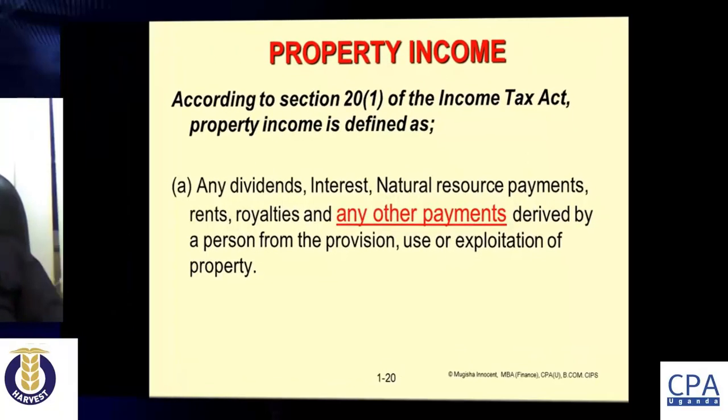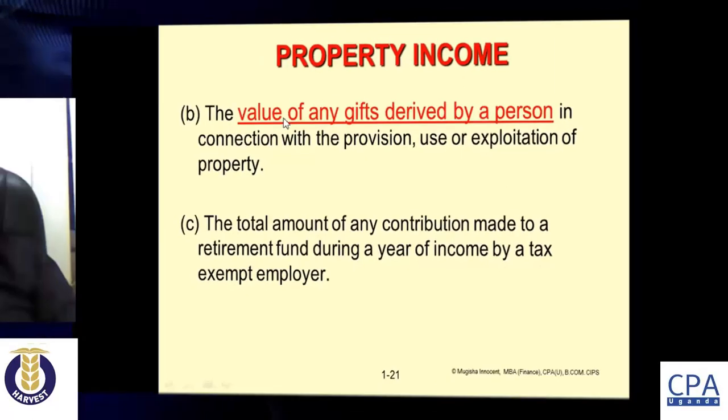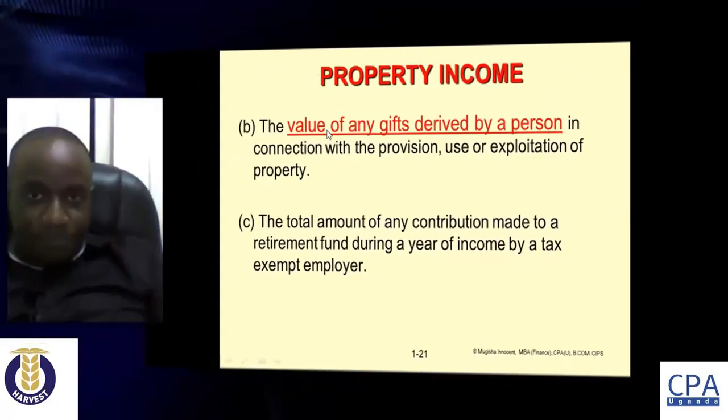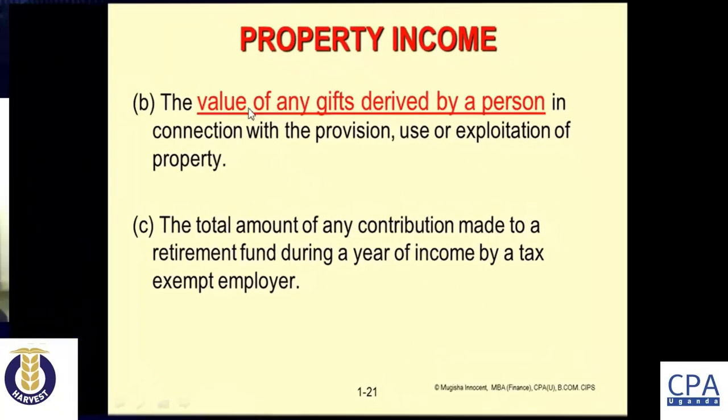Section 20, subsection 1, part B, goes into property income as the value of a gift derived by a person. I've tried to underline this. So we are saying when you receive a gift, the value of that gift is actual property income, and this is indeed taxable in your hands. So you have to be careful where you receive your gifts.